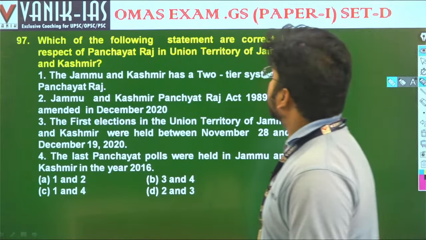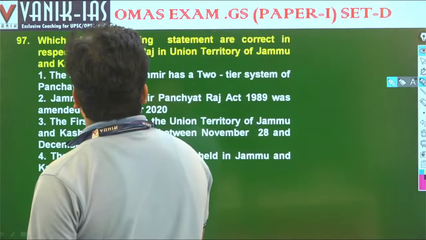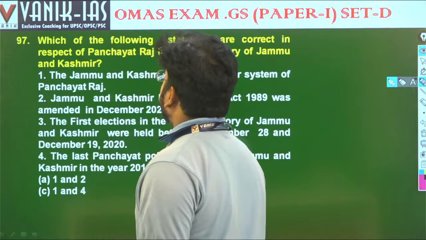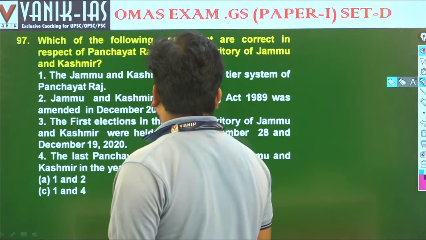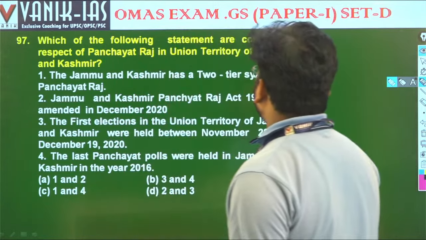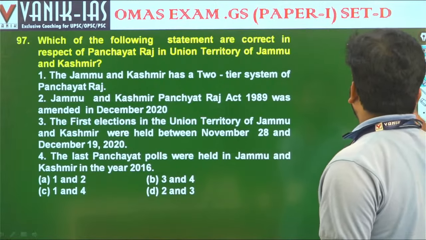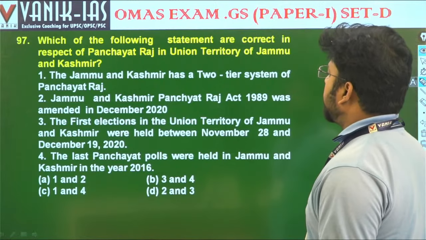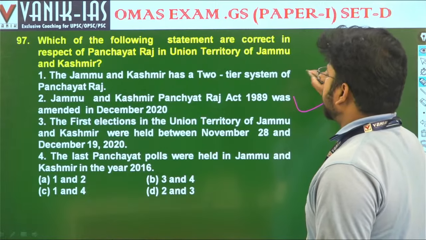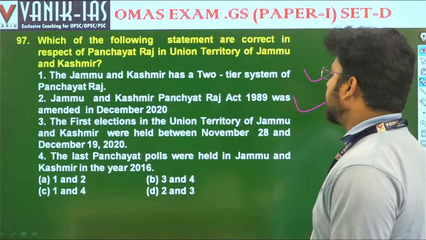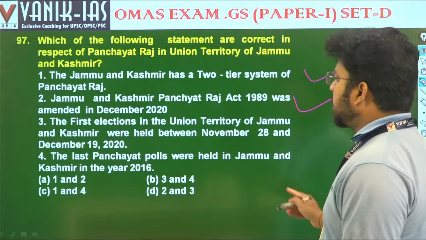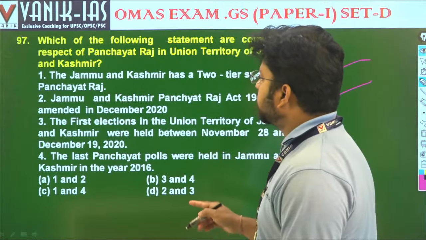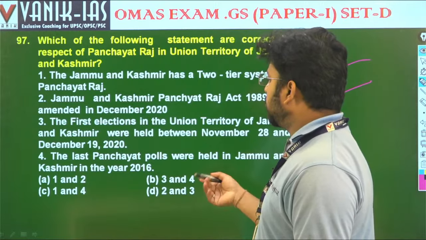Next, which of the following statements are correct in respect of Panchayat Raj in Union Territory of Jammu and Kashmir? Jammu and Kashmir has two tier system in Panchayat Raj. This is right. Jammu and Kashmir Act 1989, and the Act was amended in December 22. This is also right. Two tier, this is also right. First election in Union Territory. Actually, this is right. Three option is also right. But the thing is that there is no option like that. That is a doubt. So 1, 2 will be the answer here.